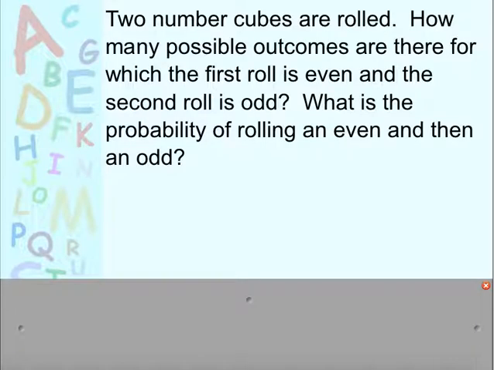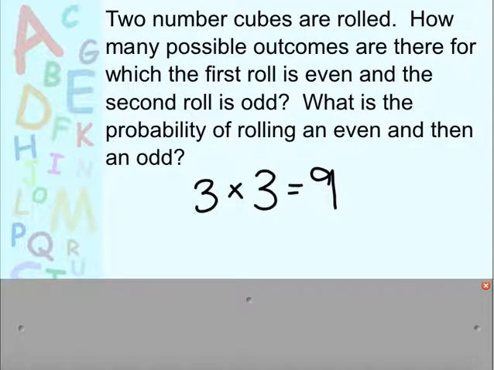We'll do a few more examples here. 2 number cubes are rolled. How many possible outcomes are there for which the first roll is even and the second roll is odd? So for this, we're just looking at outcomes, and we say we have 3 possibilities to get an even number on the first roll, and 3 possibilities to get an odd number on the second roll. So once again, we multiply them to see that we have 9 different outcomes where the first is even and the second is odd.